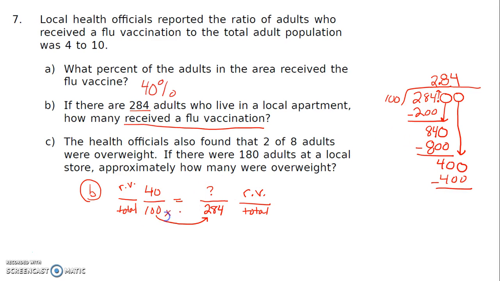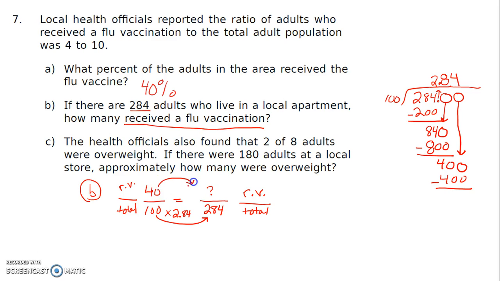So that means I would multiply 100 by 2.84. And hopefully you've worked enough with multiplying by 100 that you just know that the decimal point would simply move over 2 places to the right and you get your 284.